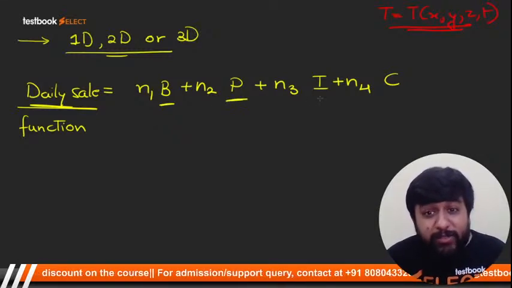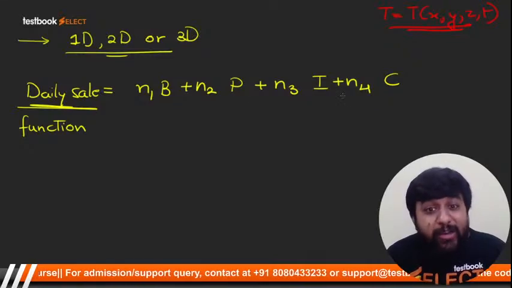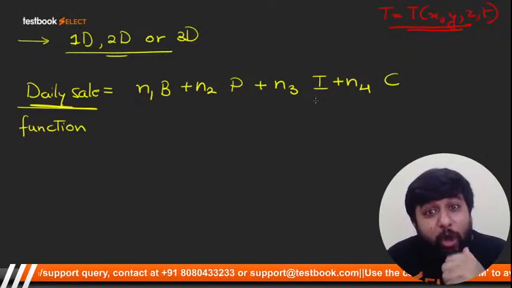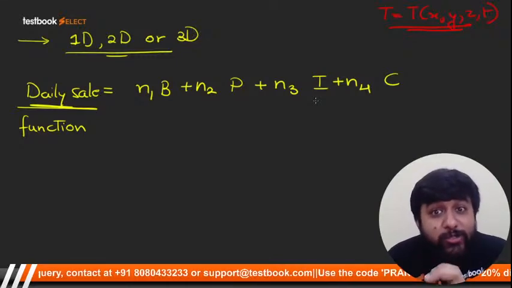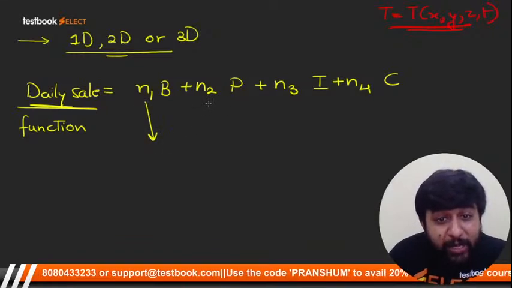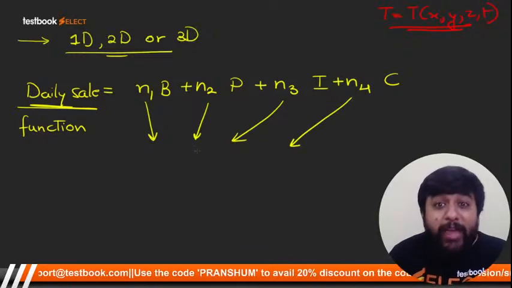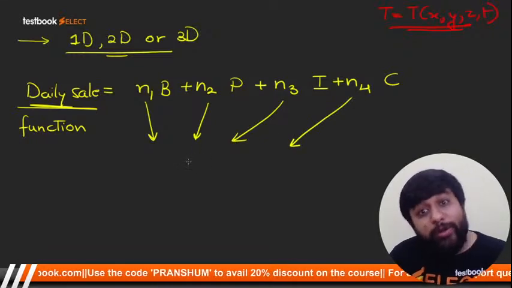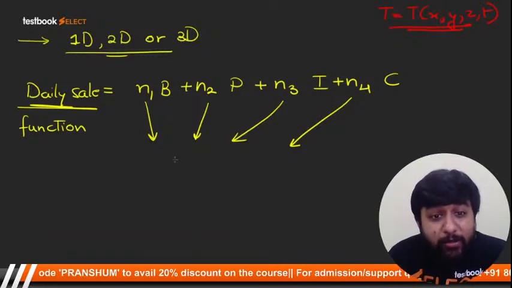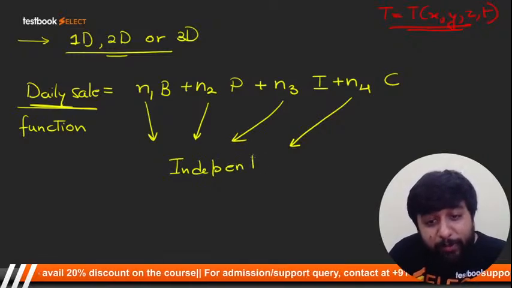Price of pizza is fixed. Price of ice cream is fixed. Price of chocolate is fixed. So these are called constants of the problem. Constants of the situation or phenomena. And these are called independent variables, because today 20 people came for burger, tomorrow 25 people will come for burger. So these are the independent variables.